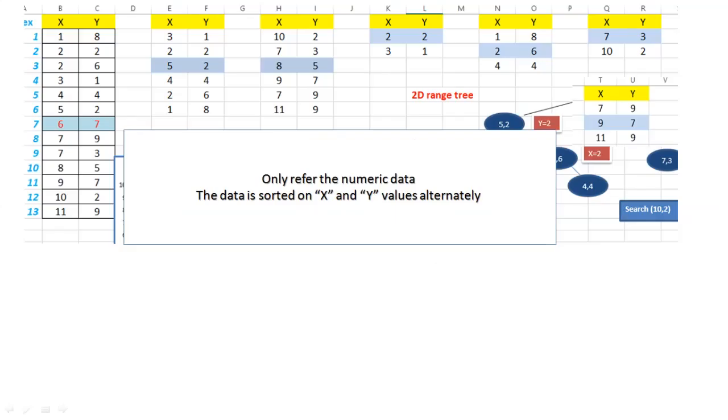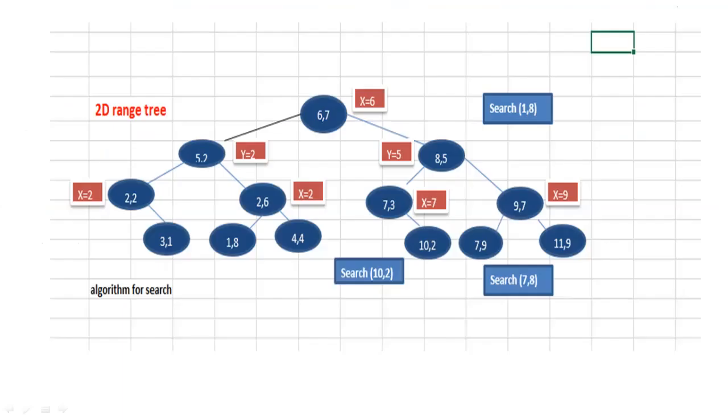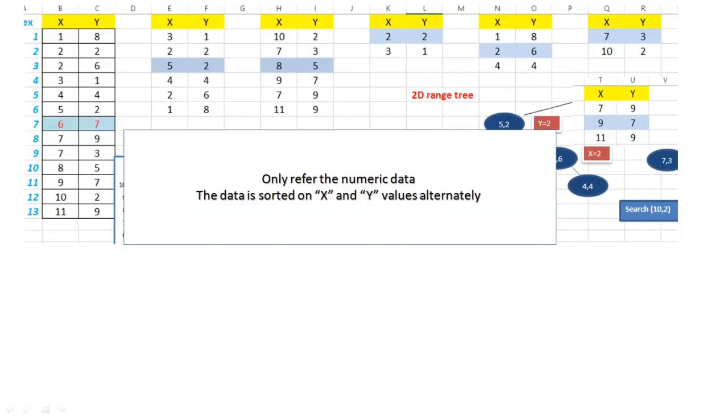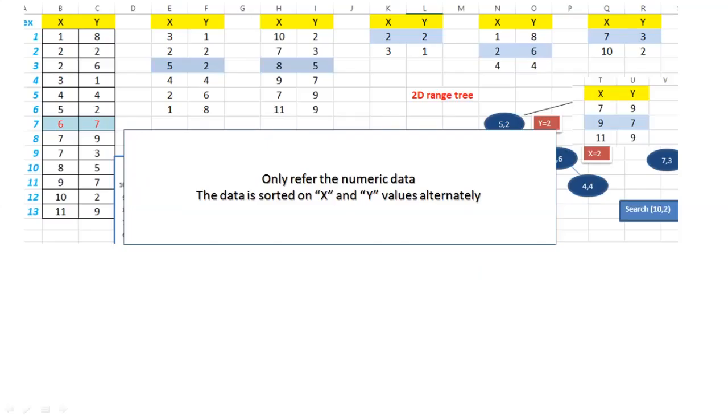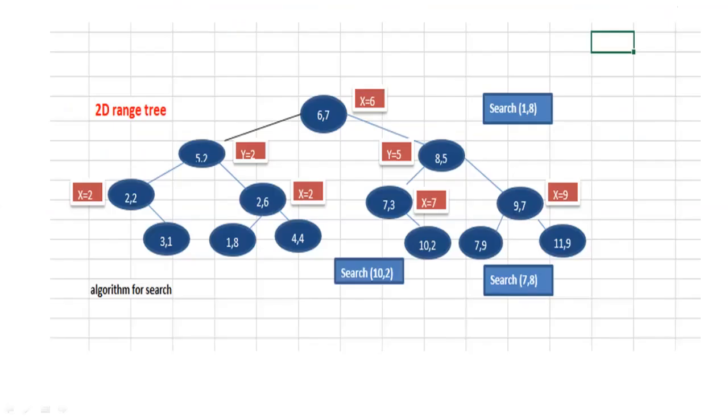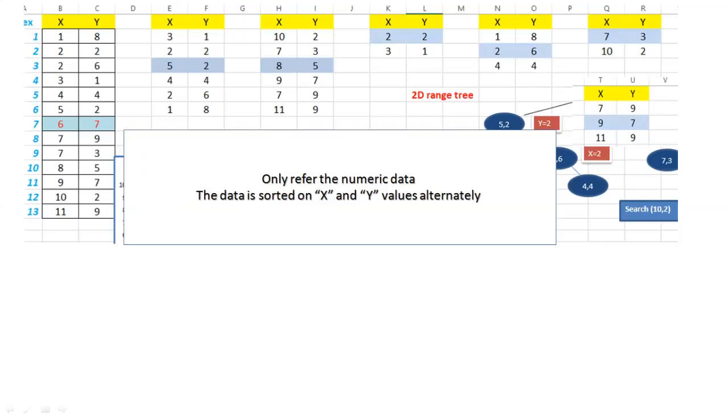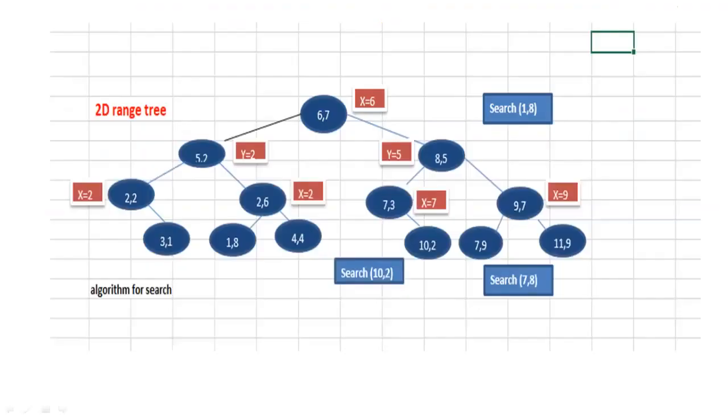And after that we are left with only 1 point, that is 3, 1, which is to the right of 2, 2. So it becomes the right child of 2, 2. And if we consider 2, 6, then to the left we have only 1 point, that is 1, 8, and to the right we have only 1 point, that is 4, 4. So here we get 4, 4. Similar partitioning will be done on the left and right of 8, 5. And after partitioning on the basis of X coordinates, we next get 7, 3 and 9, 7. And this is how the tree gets constructed.